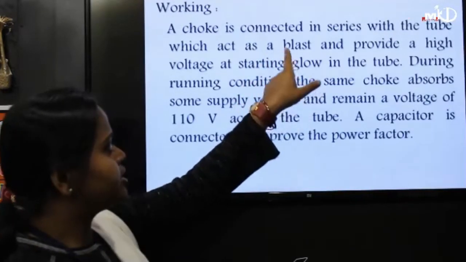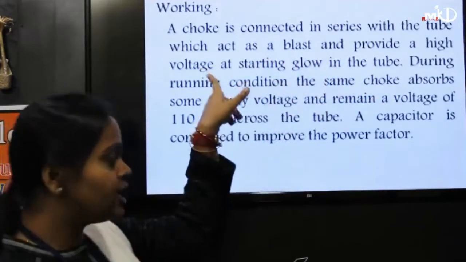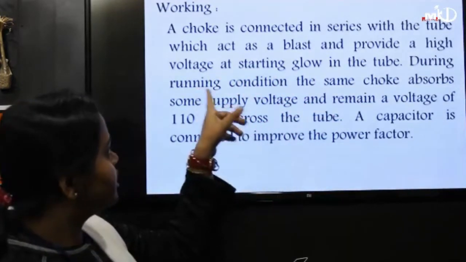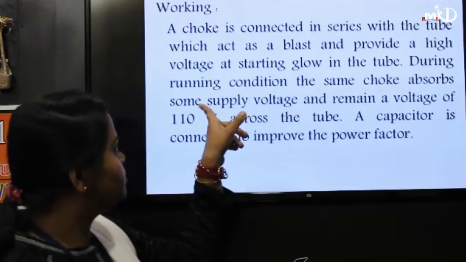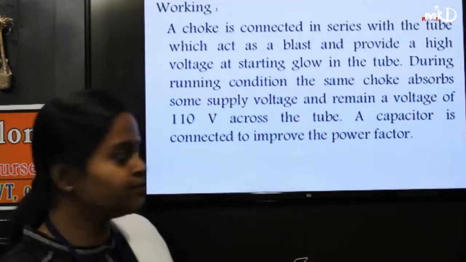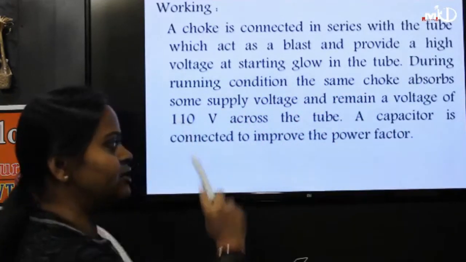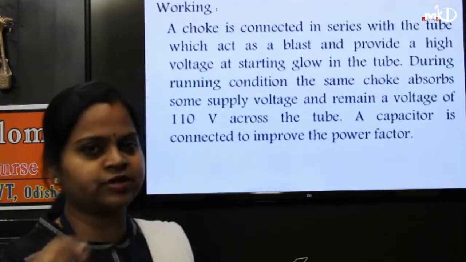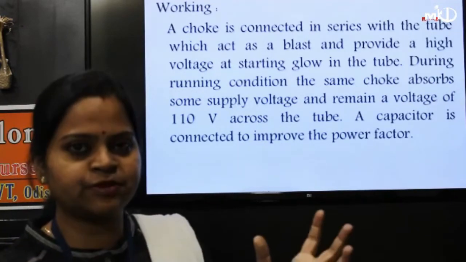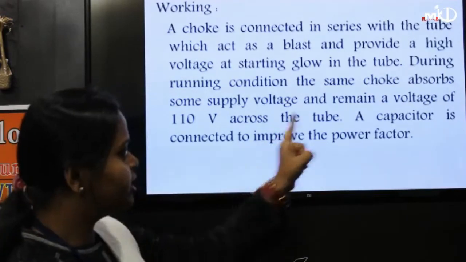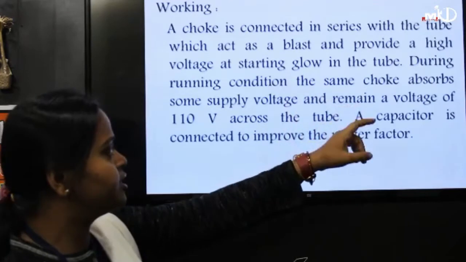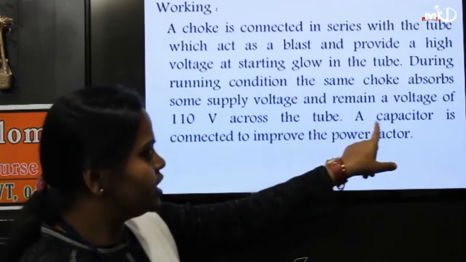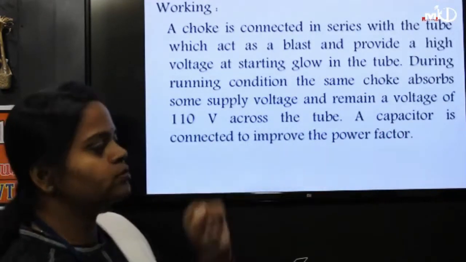So it will act as a ballast and provide a high voltage at starting to glow the tube. During running condition the same choke absorbs some supply voltage and leaves a voltage of 110 volt. That is also important. Means at the time of starting the voltage from the ballast is up to 1000 volt. When it is in working condition or normal operating condition it should be up to 110 volt. Then a capacitor is connected to improve the power factor.